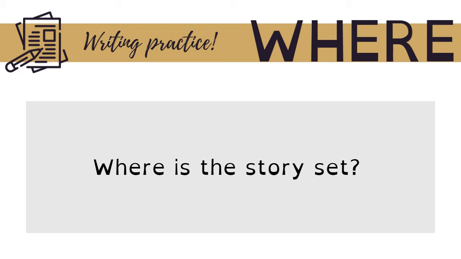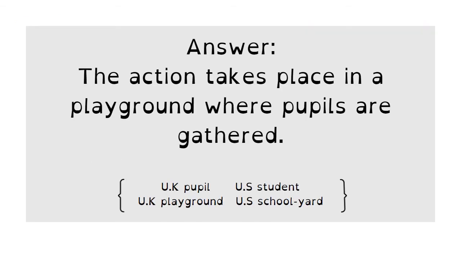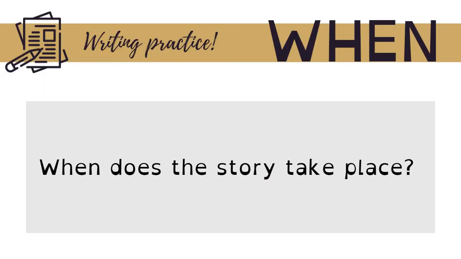Where? Where is the story set? Where is the setting, i.e., where does the action take place? Answer: the action takes place in a playground where pupils are gathered during their break from lessons, their intermission. In the UK, we use the word pupil to describe a child who's studying at school. In the US, they use the word student. Similarly, playground is a UK word, and schoolyard is the American or US version.